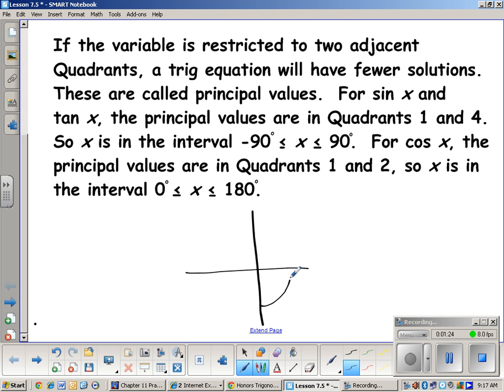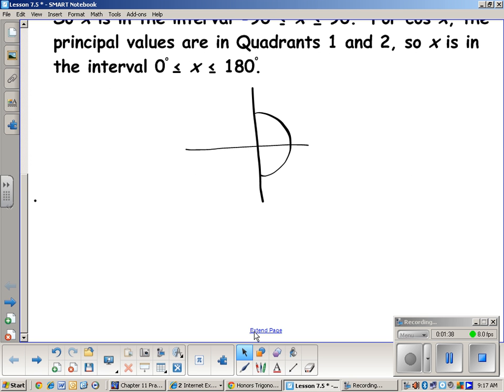the values of sine and cosine can be covered in this part of the circle. All the negative values of, I'm sorry, I didn't mean to say sine and cosine. All the values of sine and tangent can be covered in this part of the circle because all the negatives would be down here and all the positives would be up here.